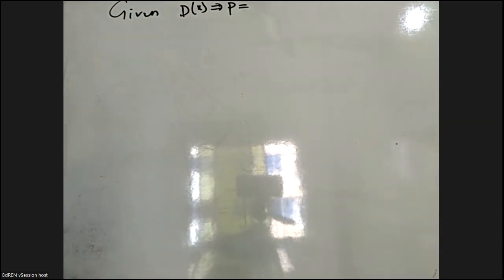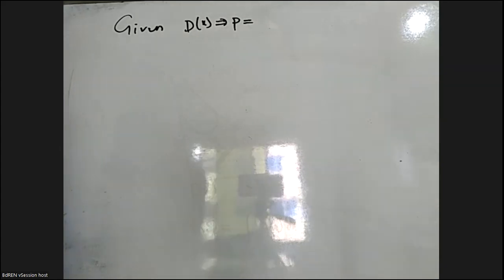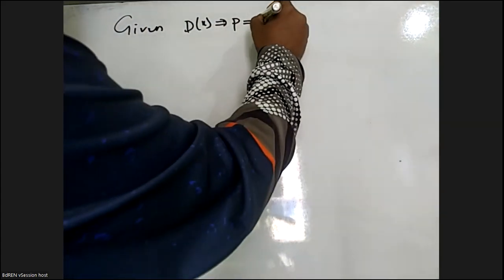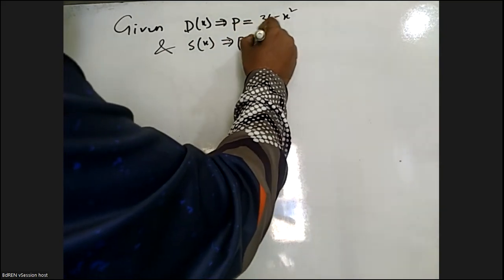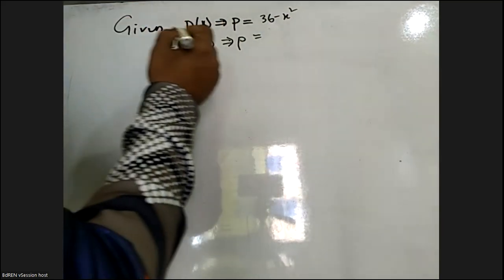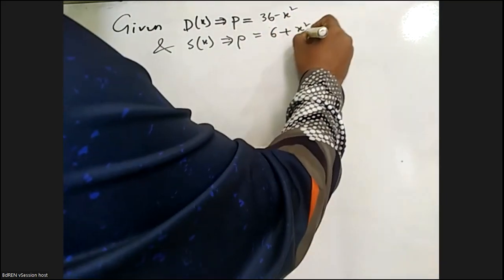So we are given the demand function Dx: p equals 36 minus x square, and the supply function Sx: p equals 6 plus x square by 4.